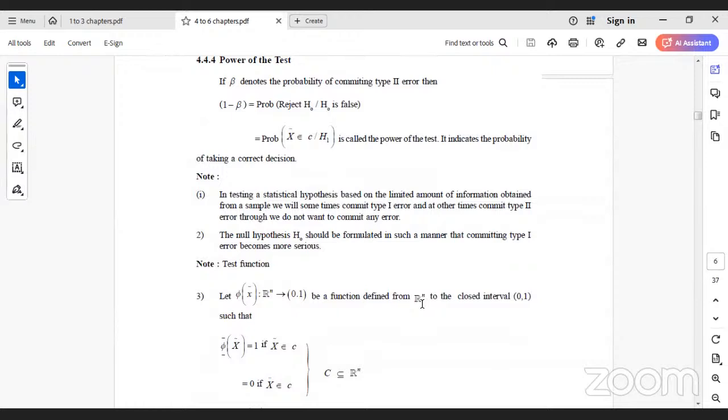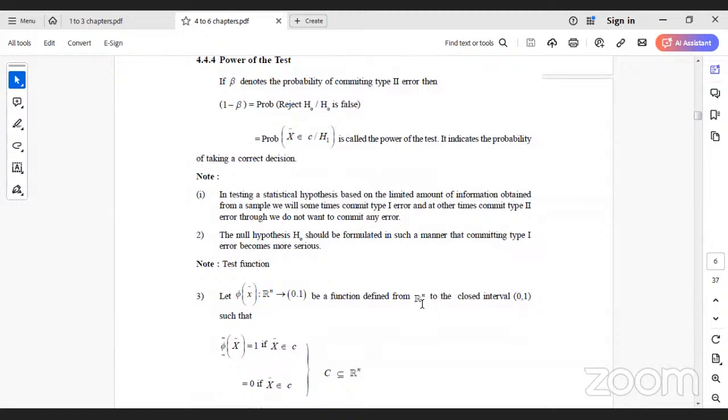In testing statistical hypothesis based on the limited amount of information obtained from a sample, we will sometimes commit type 1 error and other times commit type 2 error, though we do not want to commit any error. The null hypothesis should be formulated in such a manner that committing type 1 error becomes more serious.